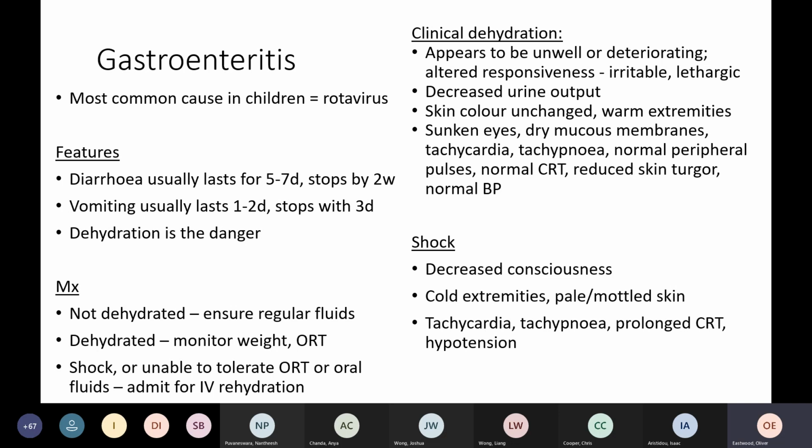So once you categorize them, you've got one of 3 managements. If they're not dehydrated, you should give them advice on fluids. If they are clinically dehydrated, like the child in the SBA, you monitor their weight to make sure they aren't getting even more dehydrated, and you give them oral rehydration solution, such as Dioralyte. And if they're shocked, or unable to keep down the Dioralyte or any fluids you're giving them, then you want to get them into hospital.